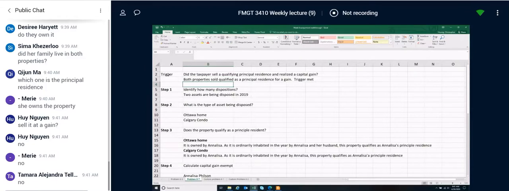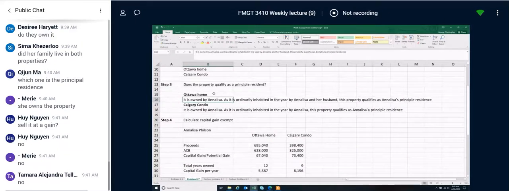Okay. So both offers sold for a gain. So now you go through your steps. Again, number one, you always want to make sure how many dispositions. You're always looking for your deemed disposals. So were there any deemed disposals? No. Okay. And if it helps, you can say no deemed disposals.